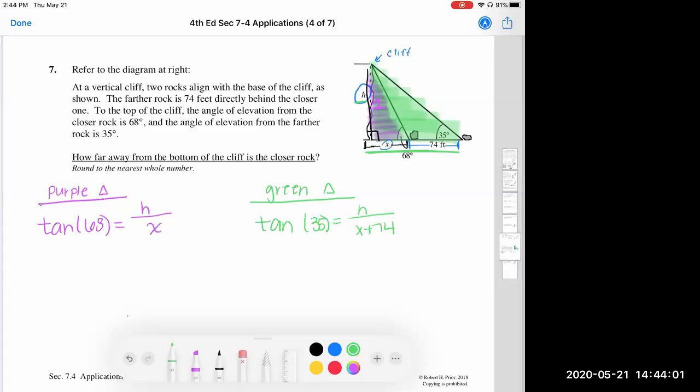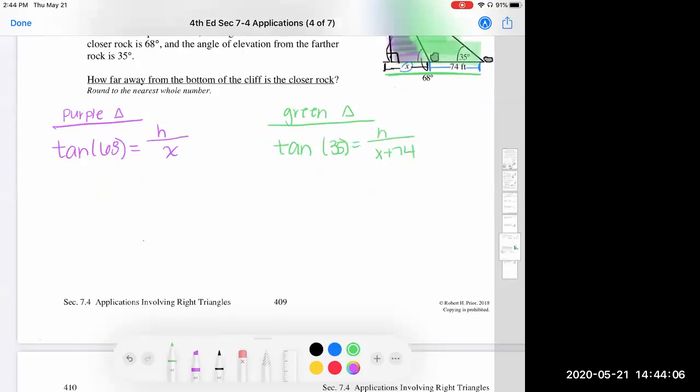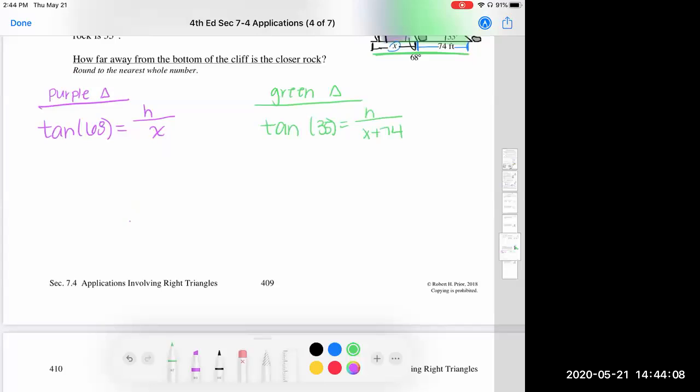All right, this looks like one we did last time. The example one, not the one I failed as an instructor. All right, now I want to solve each one for H, and then I can move on. So let's multiply both sides by X plus 74. That's gone. So we're left with X plus 74 times tangent of 35 is equal to H.